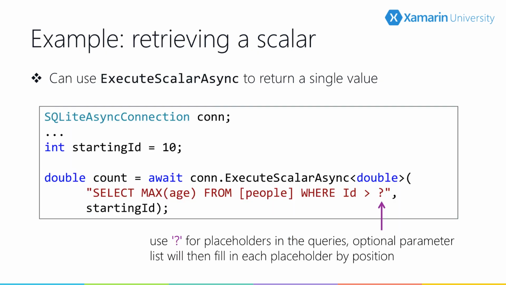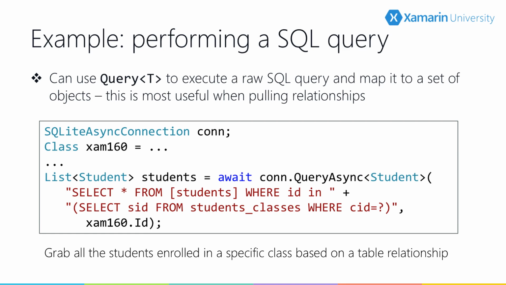Let's have a look at some examples. We can use the execute scalar async method to retrieve, in this example here, the oldest person from our people table where an ID is used that is greater than a given ID. You can see how you can directly enter the SQL statement, including parameters. As a result, execute scalar async will return the value of the oldest age, which in our case is a double.